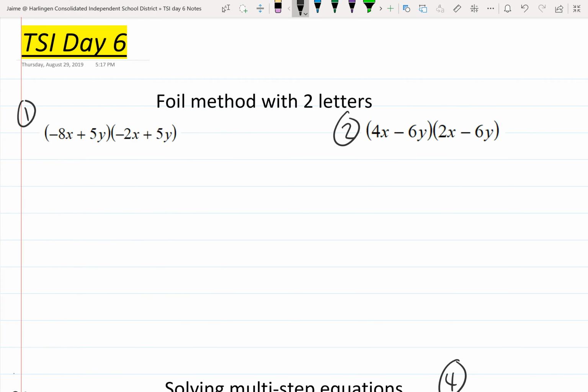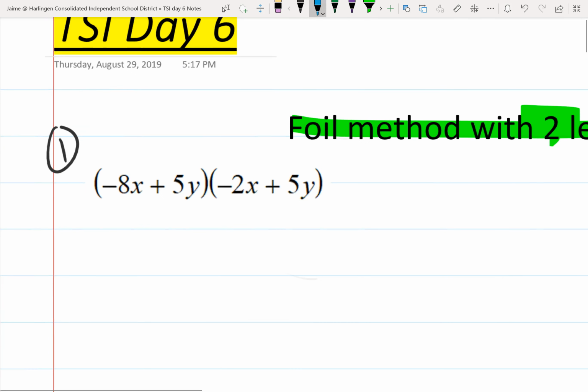TSI Day 6 notes. Number 1. Follow method with 2 letters. So remember the follow method from our other notes. Now we're going to do it with 2 letters here. So number 1.